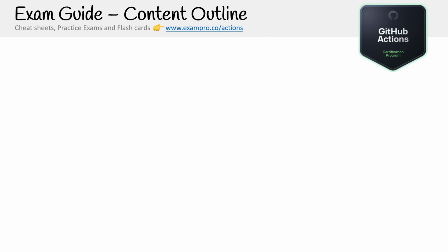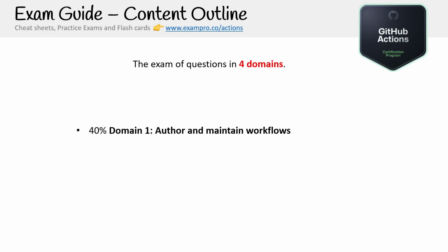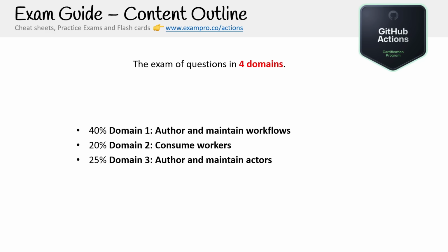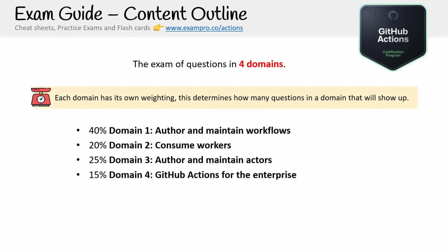The content outline has 4 domains. So we have domain 1, author and maintain workflows. Domain 2, consume workflows. Domain 3, author and maintain actions. Domain 4, GitHub Actions for the enterprise. So these are the weightings that GitHub provides. In the GitHub Foundations, I said they didn't have weightings. Now they have added them as a response to the last one.